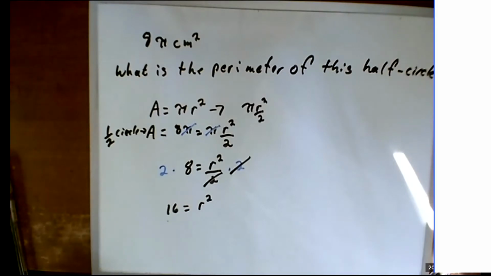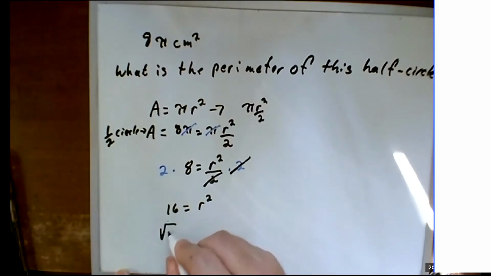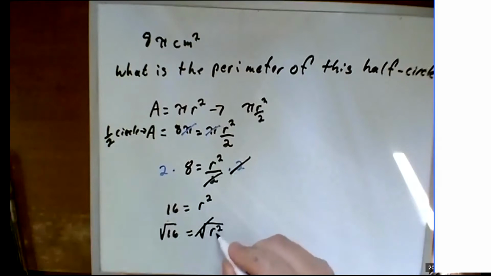I don't want r squared. In the end, I just want r, so I'm going to take the square root on both sides. The square root and the squared cancel each other out, and the square root of 16 is 4. So in this case, my approximate answer and my exact answer happen to be the same. And I can use this to form my perimeter.